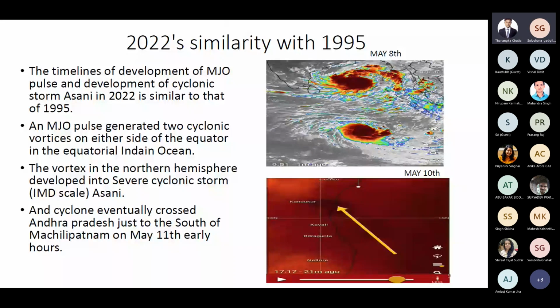So now we'll come to 2022. What is the similarity of 2022 with 1990 in terms of timelines? In 2022 also, the MJO pulse started in the Western Equatorial Indian Ocean at almost the same time. And by 8th May, we could see strong vortices generating, one in the North Bay of Bengal, one in the North Indian Ocean and one in the Southern Indian Ocean. And this development led into a severe cyclonic storm named Asani, and then it crossed Andhra Pradesh close to Machilipatnam.